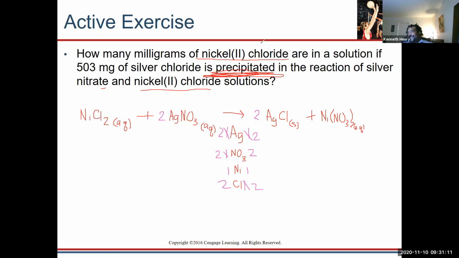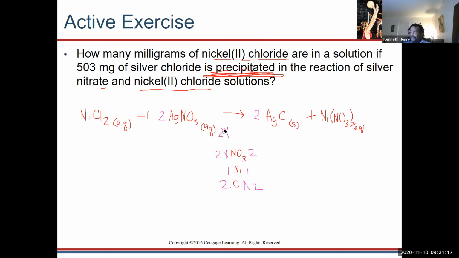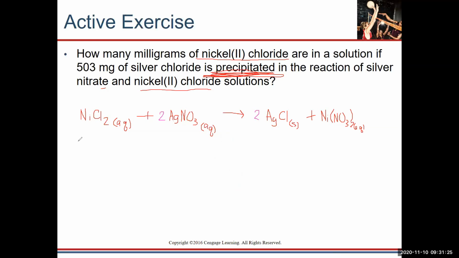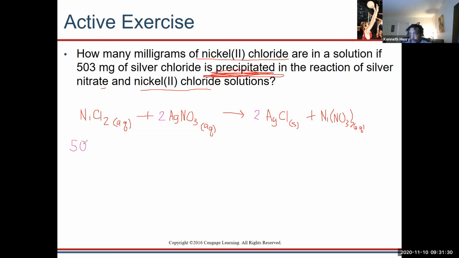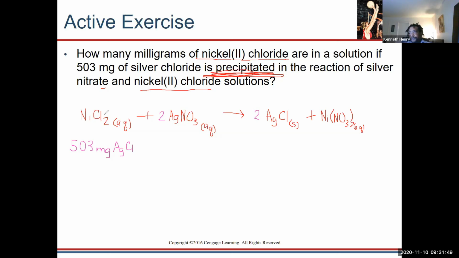Good. Now that we have everything balanced, what is our given? What are we going to start with? 503 milligrams. 503 milligrams of what? Silver chloride.